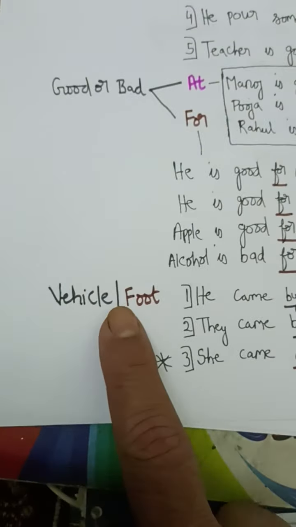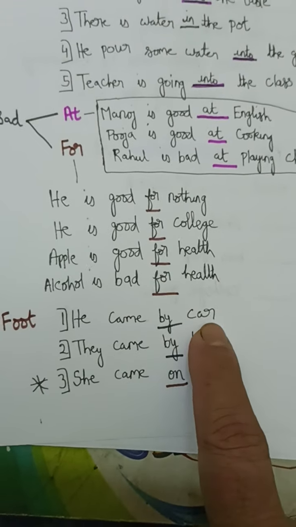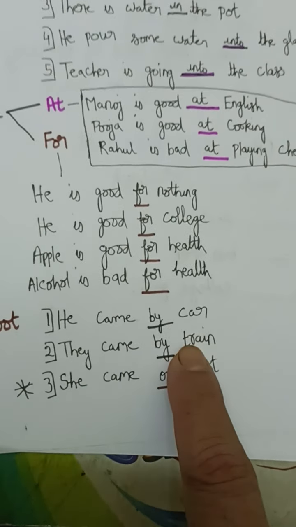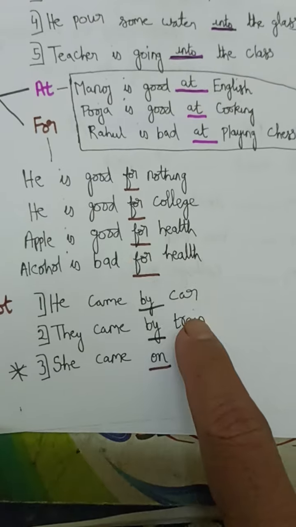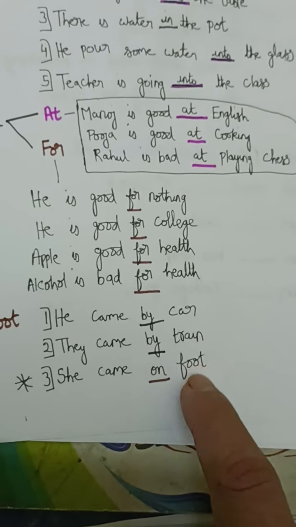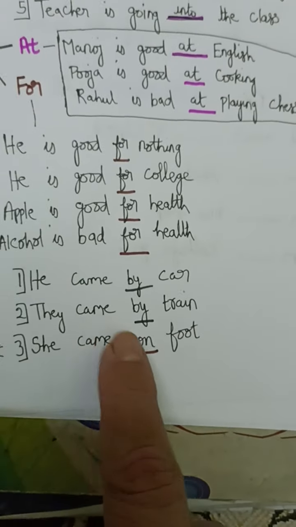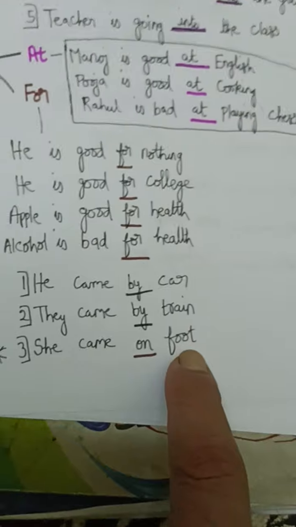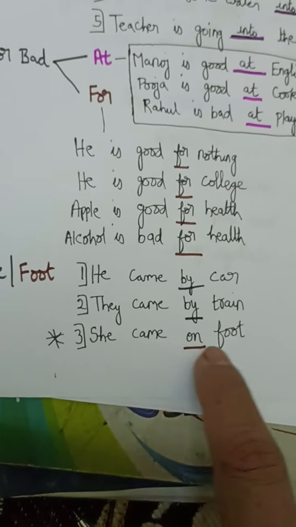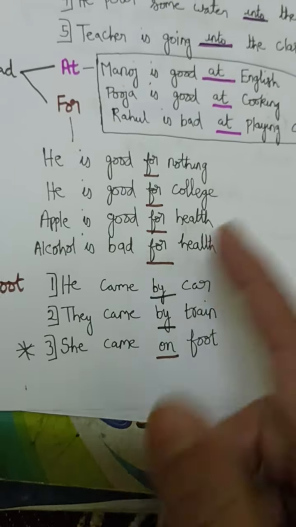Next, let us see, this one is very important. Vehicle and foot. He came by car. They came by train. You can come by car, you can come by train. But when you are coming using your foot, by we should not use. If I use by here, that is wrong. She came on foot, you should say. This has been asked many times in the exam. She came on foot. But for other vehicles, you can use by.